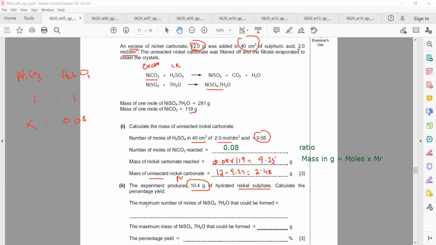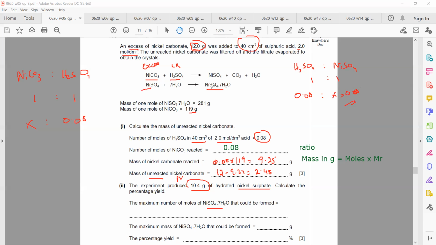Calculate the percentage yield, maximum number of moles of nickel sulfate that could be formed. So how can we work out the maximum number of moles of nickel sulfate formed? Yeah, that's right, 0.08, because sulfuric acid is a limiting reagent. So first we'll take a ratio of sulfuric acid to anhydrous nickel sulfate. The ratio is 1 is to 1. The limiting reagent 0.08 moles were there, so we'll have the same moles of nickel sulfate.